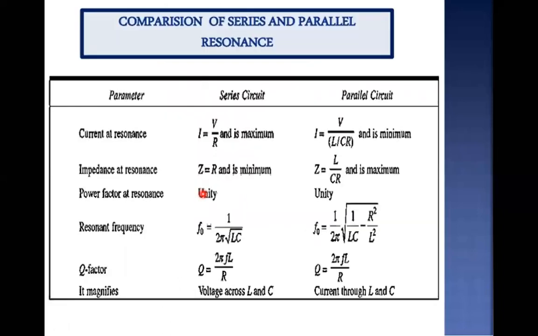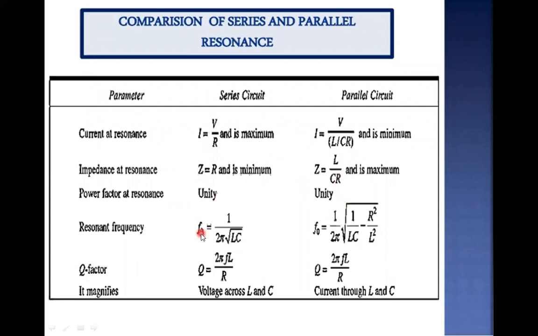So finally, if you compare the series and parallel circuit, current at resonance for the series is I equal to V by R, and here we can see I is equal to V by L by CR. Impedance at resonance Z is equal to R, here Z is equal to L by CR. Power factor is unity, here also unity.